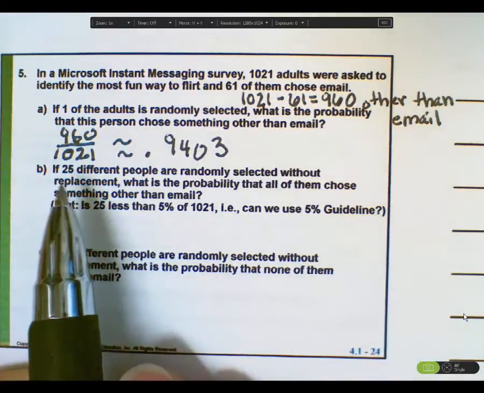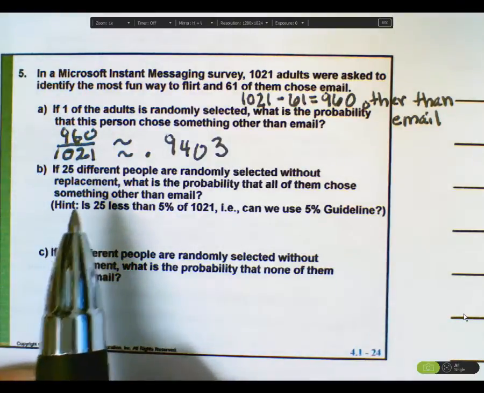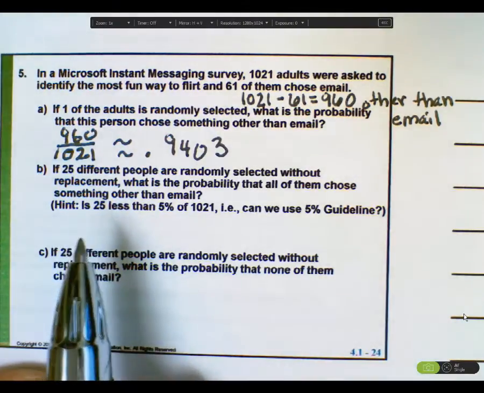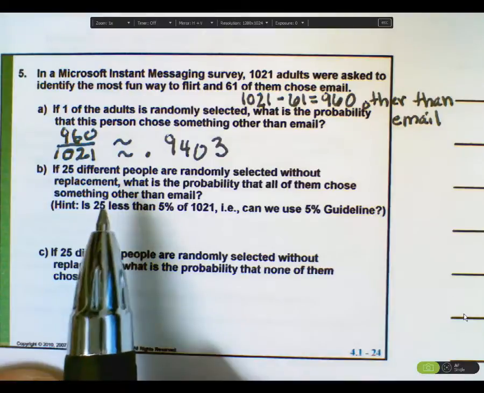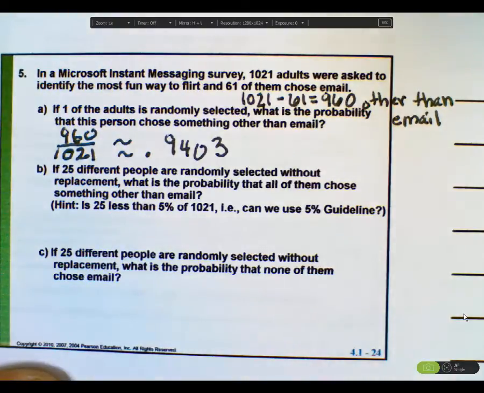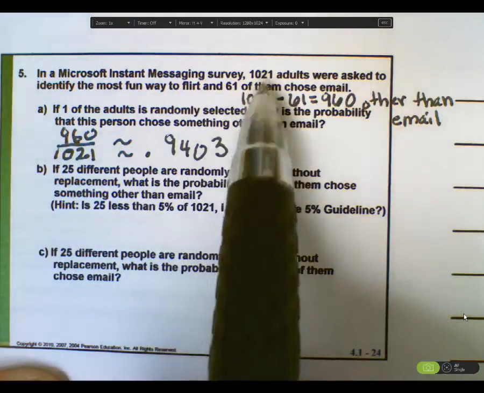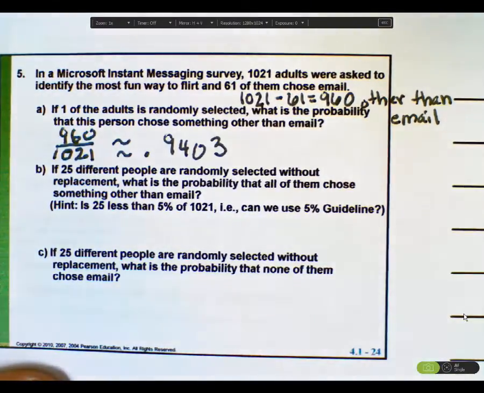So I could start with the 960 over 1,021 times 959 over 1,020 times 958 over 1,019. But this would be very, very cumbersome. If my sample size is less than 5% of the population, then I can use the 5% guideline and not have to multiply those 25 fractions together.